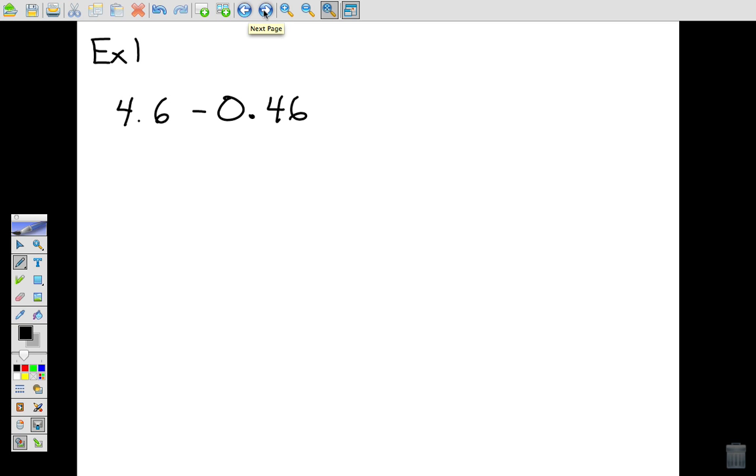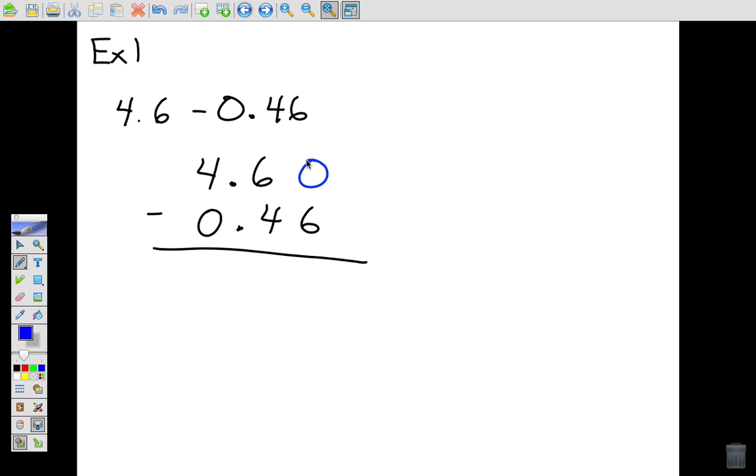Now if you did this paper and pencil, we'd have our 4.6, and we know that when you add or subtract decimals, you line up the decimals. So now I have the 0.46 that I'm subtracting. This is what we mean by using zero as a placeholder. I'm going to put a 0 right here, because, and this is something for future reference, if you add a 0 to the end of any decimal, it doesn't change its value.